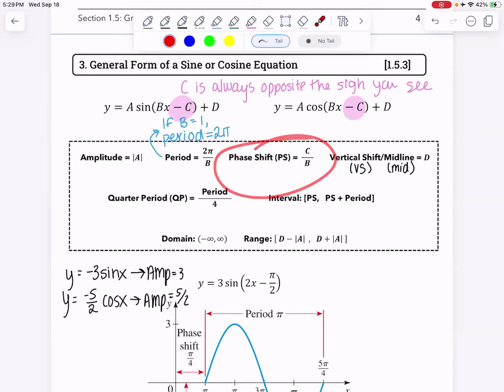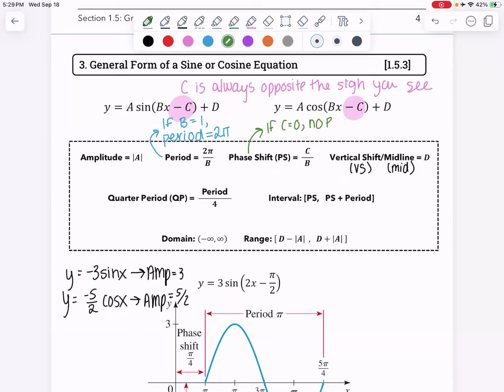So phase shift, the left-right shift, is C divided by B. If there is no C value, like in these guys, that means the numerator would be 0, and 0 divided by anything, as long as it's not 0, is 0. So if C is 0, there is no phase shift. That's the same thing as saying phase shift is equal to 0.